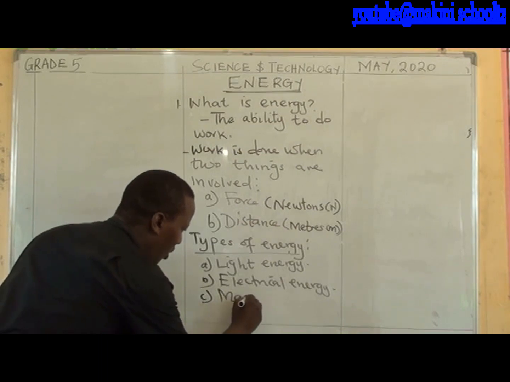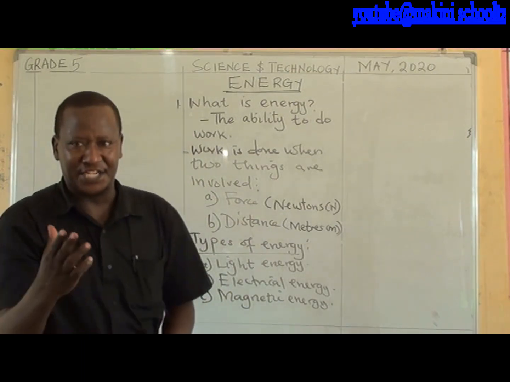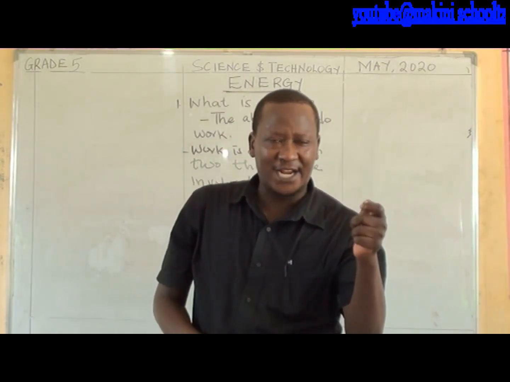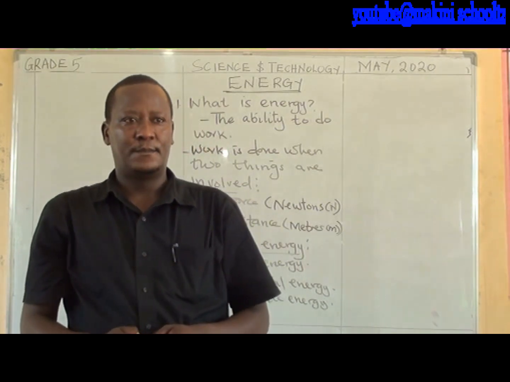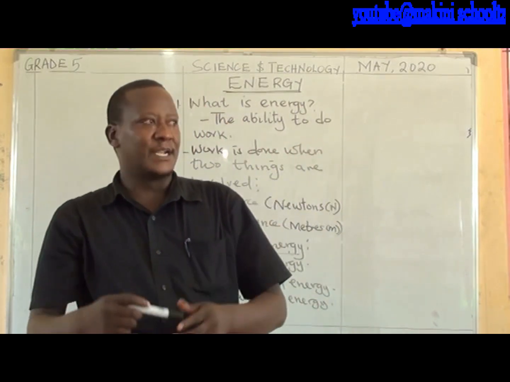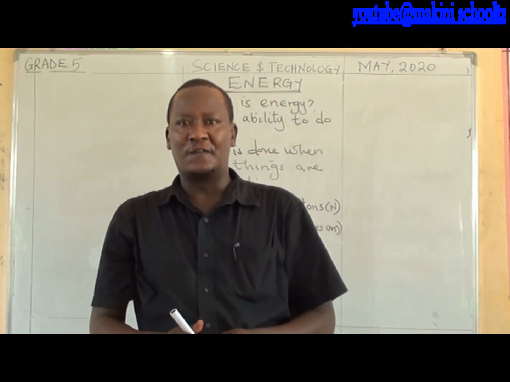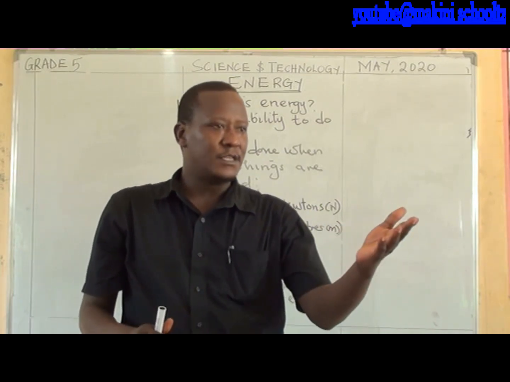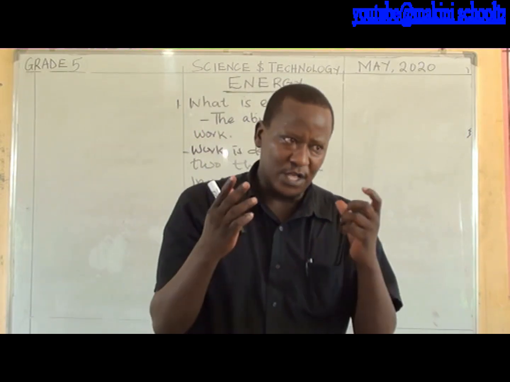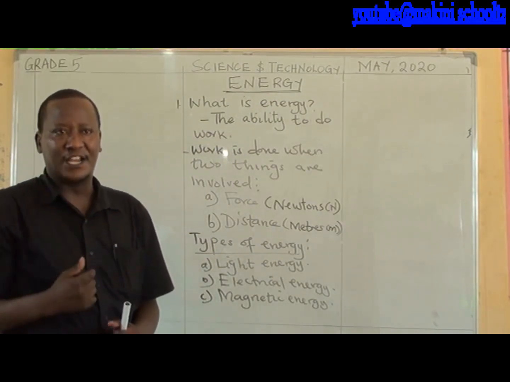Number three, we have what we call magnetic energy. Magnetic energy is the energy that has the ability to attract and repel magnetic materials. The magnetic materials that we talk about are, for example, things made up of iron, things made up of chromium, copper, aluminium. These are the magnetic materials that are able to be attracted by magnetic energy.